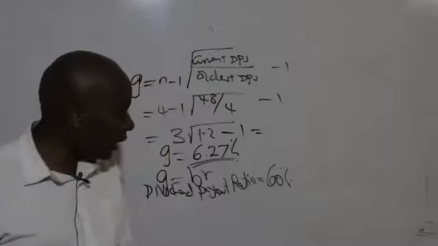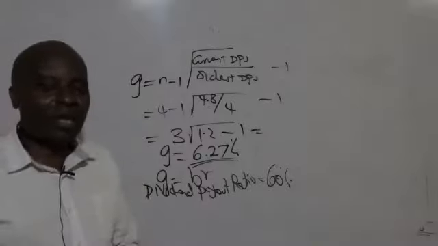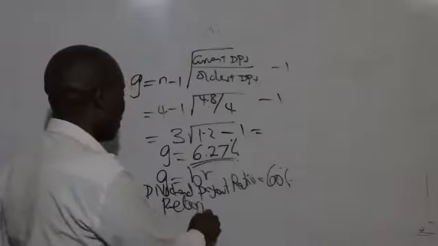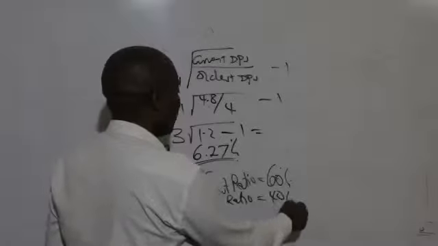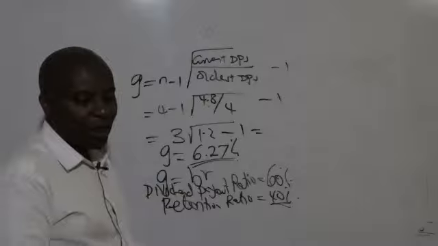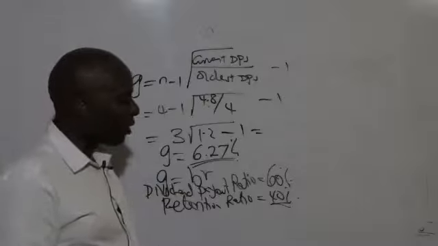So they've given us the dividend payout ratio, which is 60. So if we are paying 60%, we are retaining 40%. So then the retention ratio is 40%, which is the same as 0.4 here.